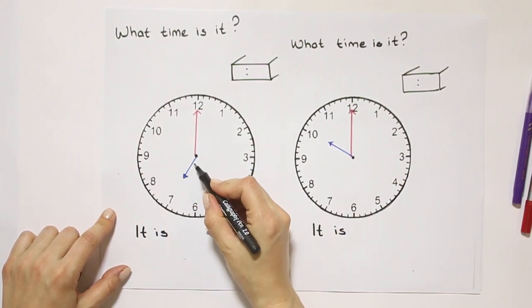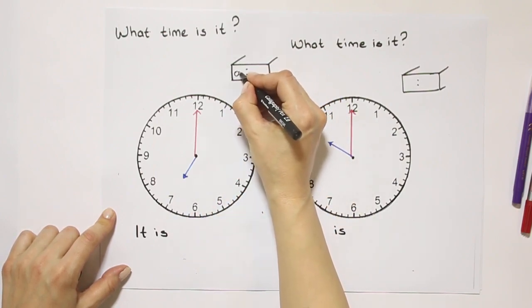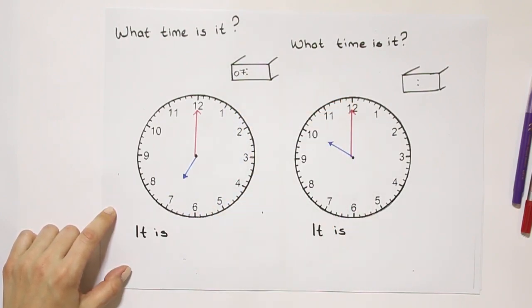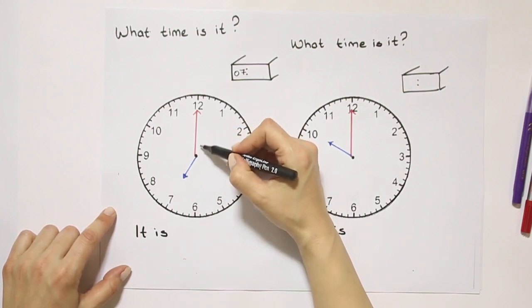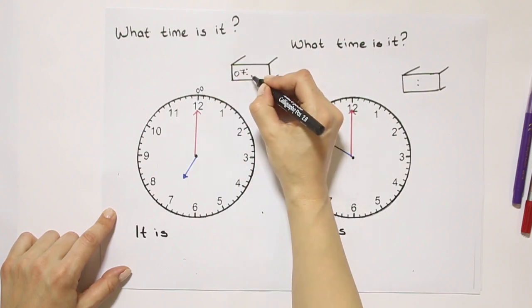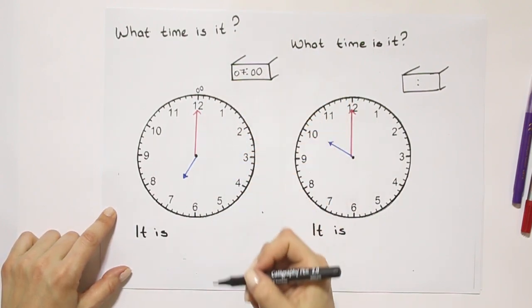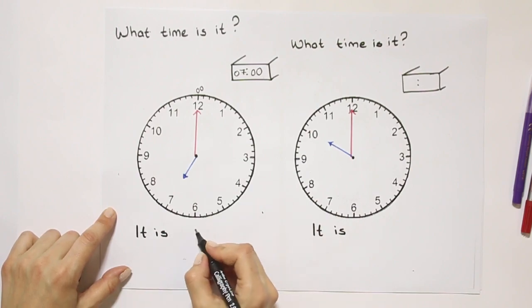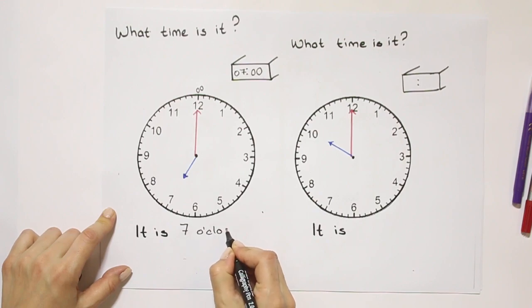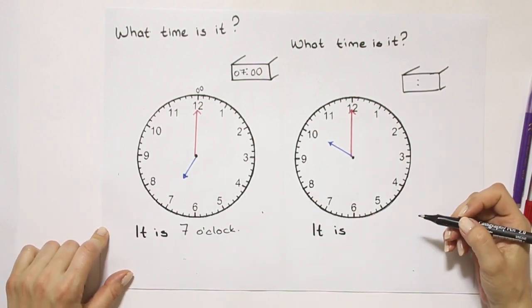The short hand is pointing at 7, so we know the hour of the day is 7. The minute hand is pointing at 12. We know this means 2 zeros. So, what time is it? It is 7 o'clock. Let's have a look at another example.